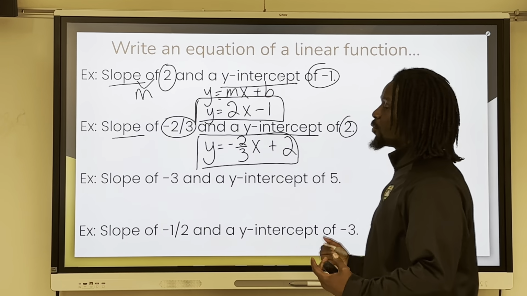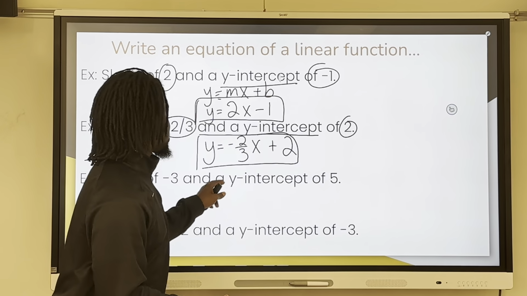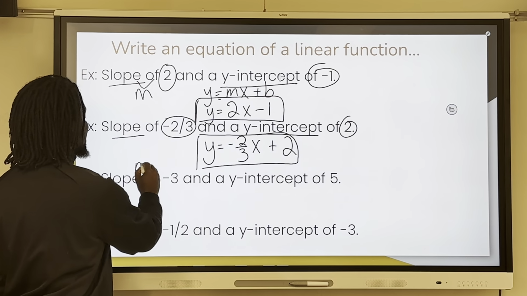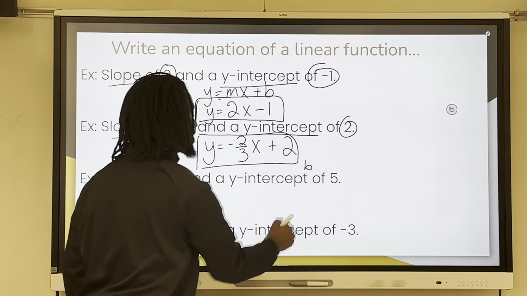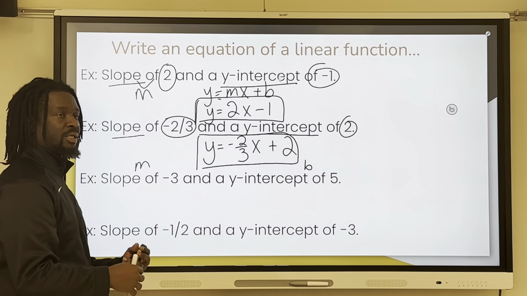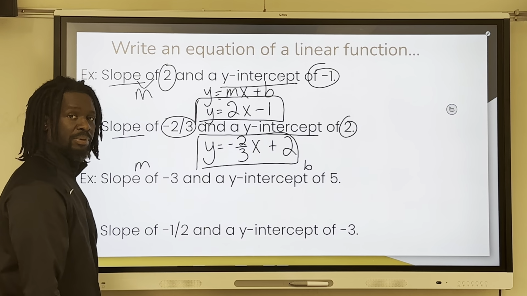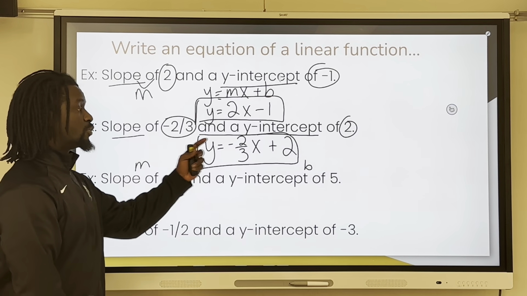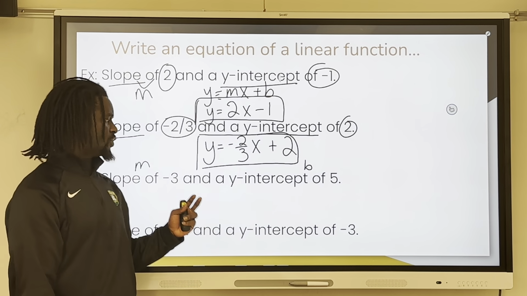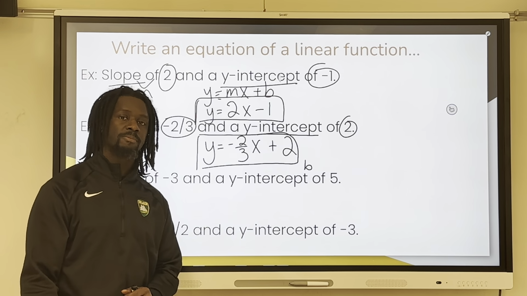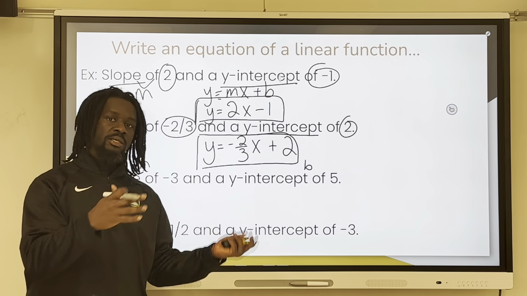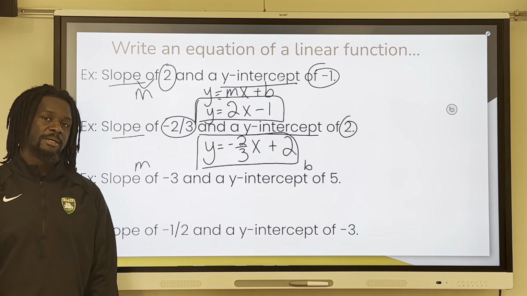What I want you to hear and see is that the slope is always going to be the m in the equation. The y-intercept is the b part of the equation, in y equals mx plus b. Now I want you to pause it and do the next 2 examples to see if you can do them on your own. After you're done, see if you got them correct.